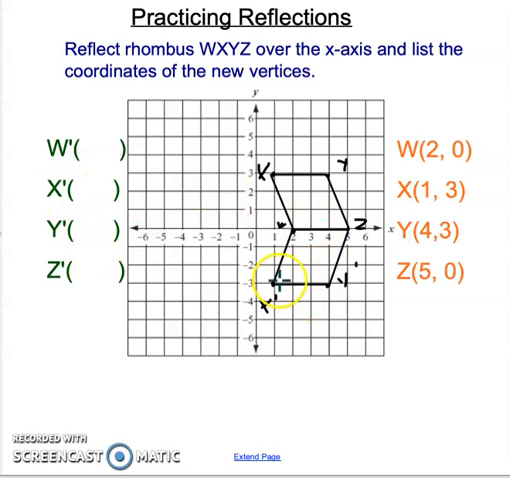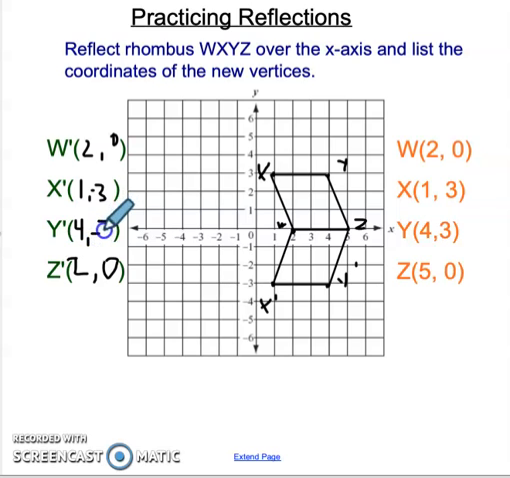Okay, now looking at the coordinates, my original W was 2, 0. Well, it stayed 2, 0. Same for Z. That point didn't change. For X, X was at 1, 3, and it became 1, negative 3 because I went down instead of over. So I got 1, negative 3. For Y, it was 4, 3. That became 4, negative 3.